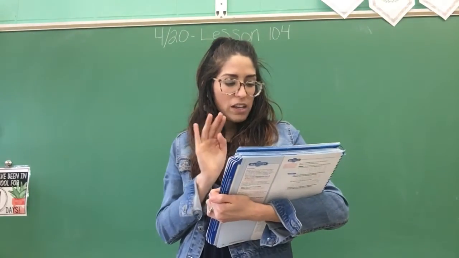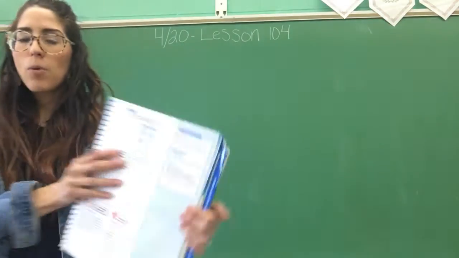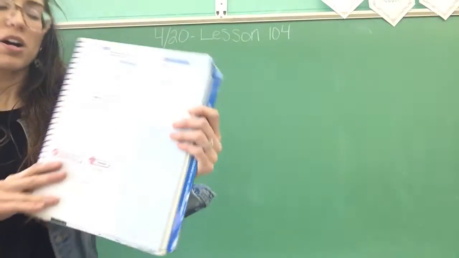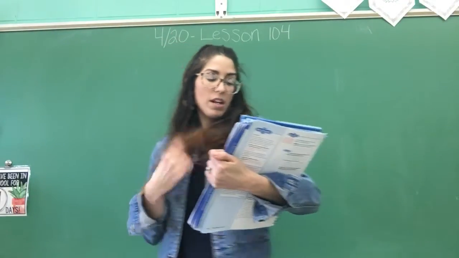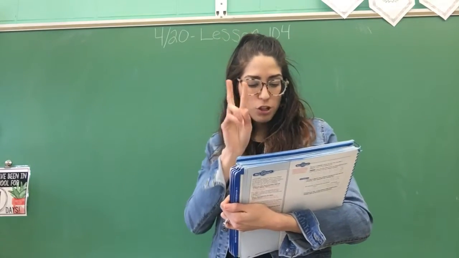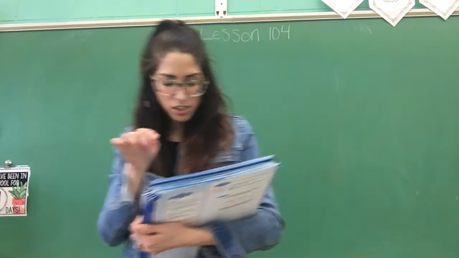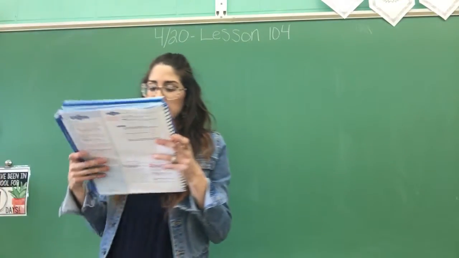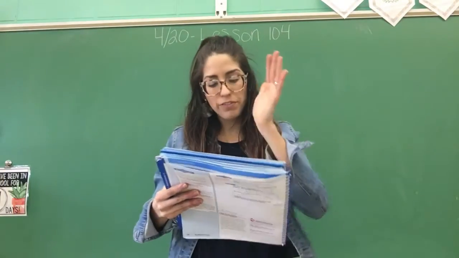And every face is a what? Look at the faces. Do you see the faces? Okay, the faces there. The faces are what? It's a polygon, right? Every face there is a polygon. Now, let's look at the solids in group 2. They have at least what kind of surface? Is it straight or is it curved? That's right. Do you see? It's all curved, okay? So we see that it's a curved surface.